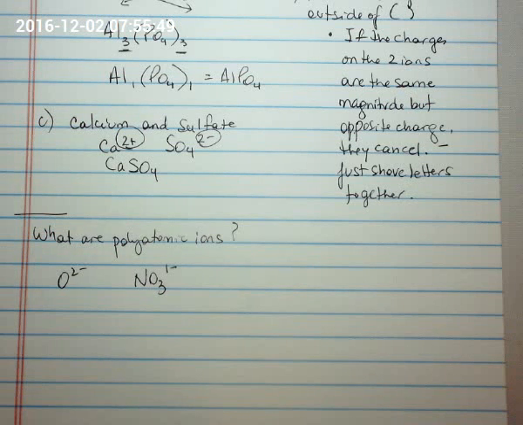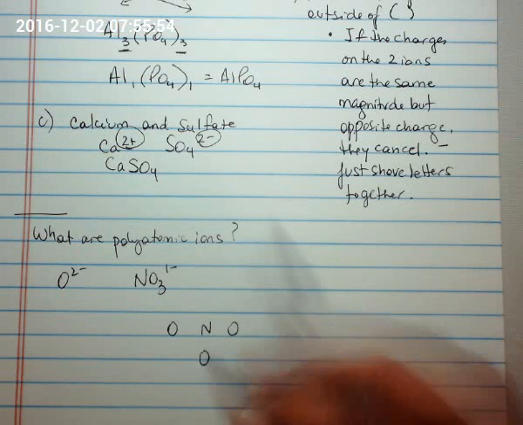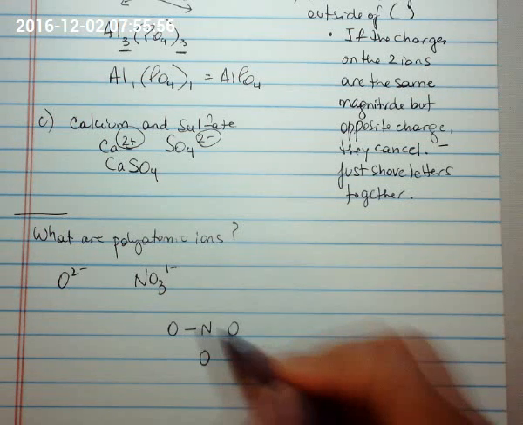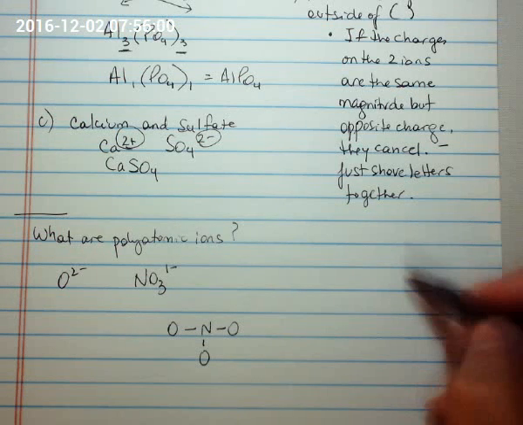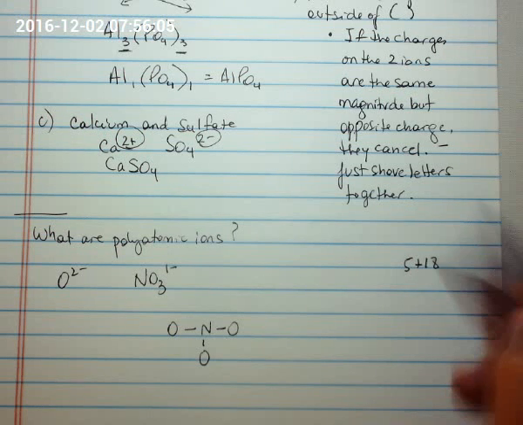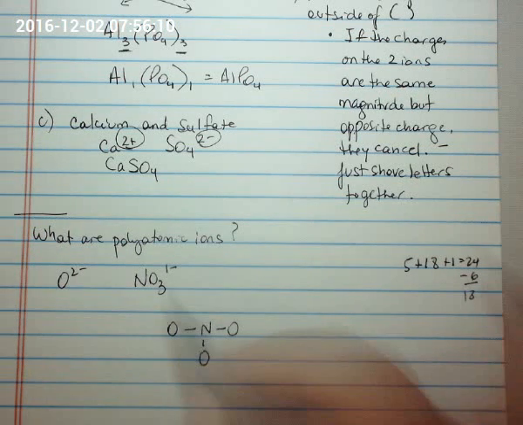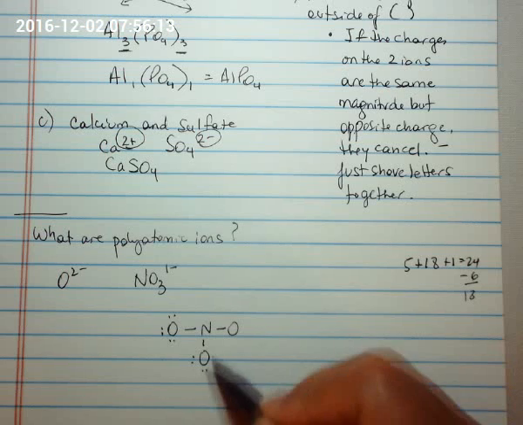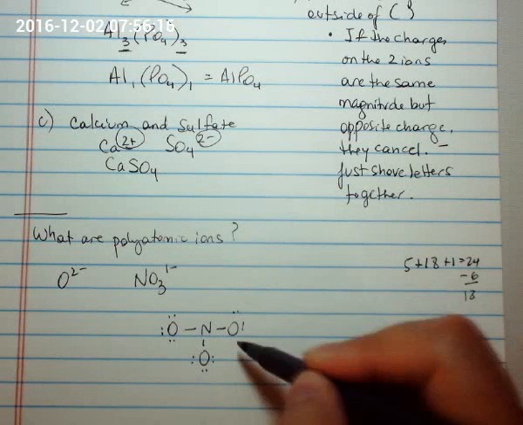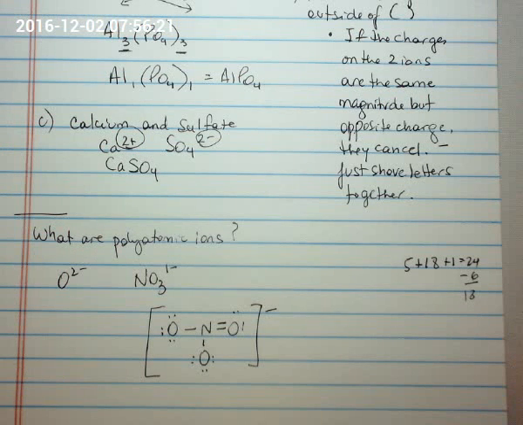What do we have? Let me draw a picture of nitrate for you. So nitrate has nitrogen, oxygen, oxygen, oxygen, right? Single bond between. Let me do a little bit of math here in the corner. This is something that eventually you'll learn how to do. Plus 18, plus 1, minus 24, minus 6. Okay, this is what nitrate looks like. You don't have to know how to draw these. I'm just drawing it for you. So nitrate, this is a polyatomic ion.